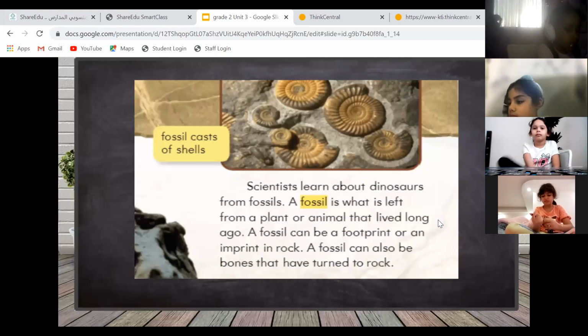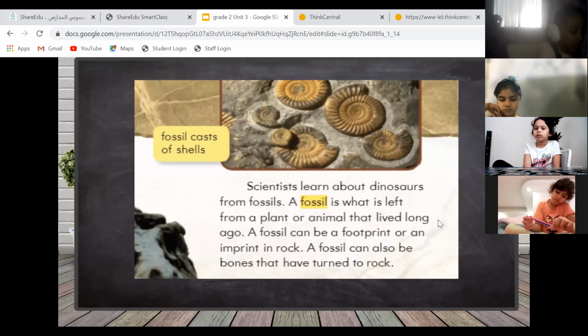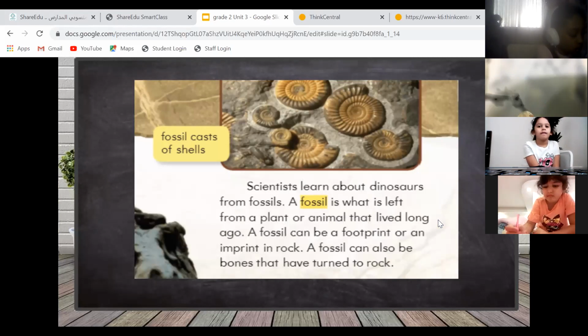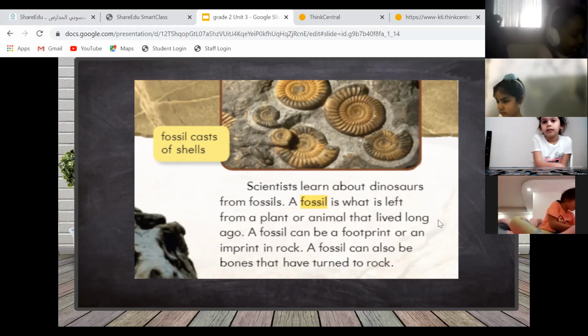Look at this fossil. This fossil is a cast from a shell. So this is a shell. From the beginning, it was a shell. A fossil is what is left from a plant or an animal that lived long ago. A fossil can be a footprint or imprint in a rock, and a fossil also can be bones that have turned to rocks.